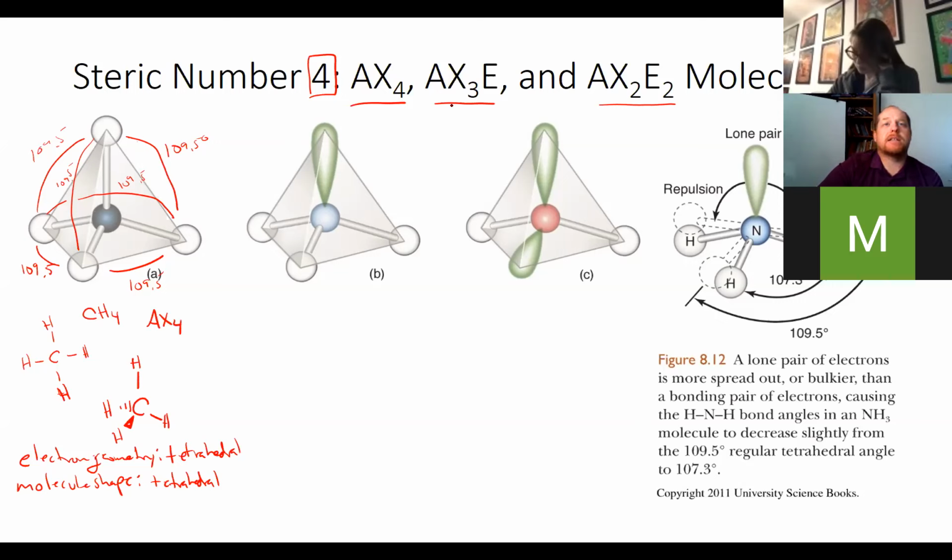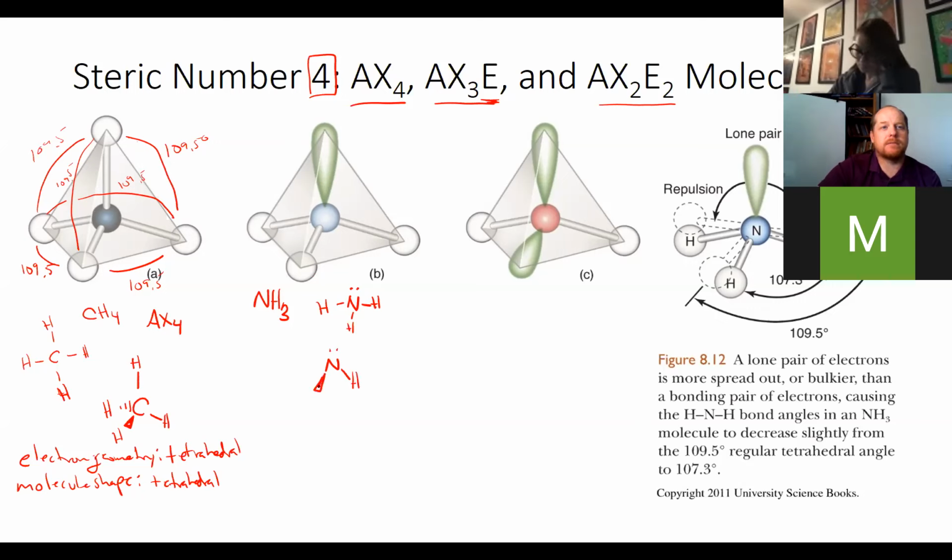But if we go and replace one of those bonded atoms with a lone pair of electrons, we get something like this. An example of this would be ammonia, NH3. And so if you look at the Lewis structure of ammonia, you'd have something that looks like this. Okay. And that Lewis structure, again, doesn't show you the shape, but if you were to draw out the actual perspective drawing, something like this would be a good way to do it.